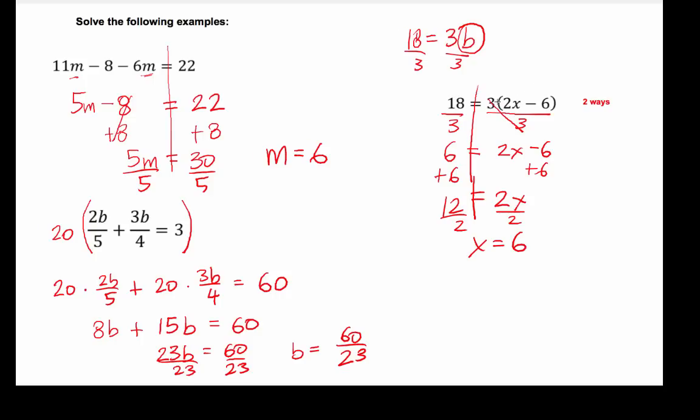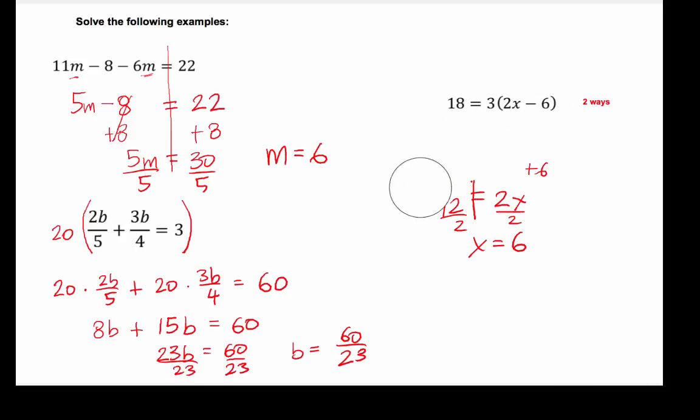Anytime you have a number in front of parentheses, you can divide by that number on both sides and get rid of that number, dropping the parentheses. Only in a problem like this. If there were other terms over here, we wouldn't be able to do this. But for problems like these, we can do that.